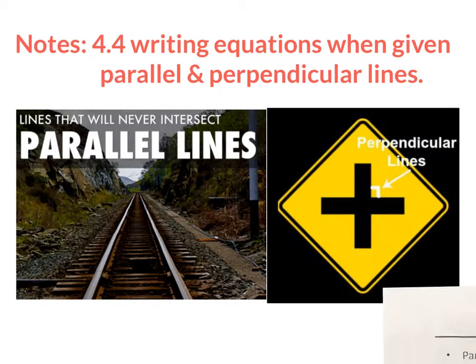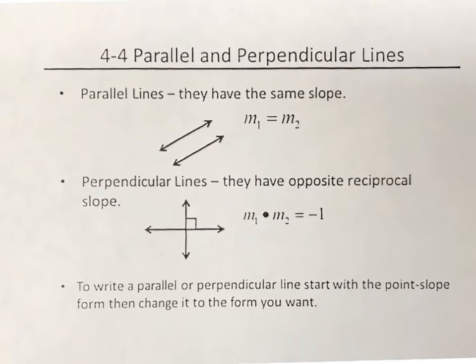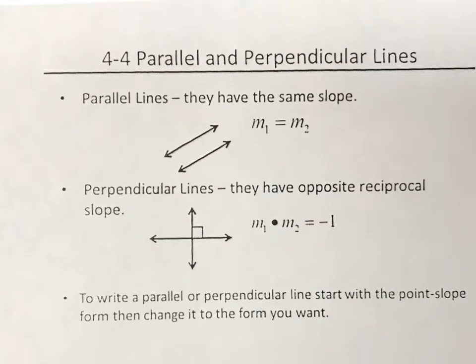According to our notes here, it's exactly what they say. Parallel lines have the same slope, because if they never cross, then that means that they're going in the same exact direction. And if they're going in the same direction, that must mean that they have the same steepness, which means they have the same slope. Perpendicular lines intersect to form 90-degree angles.